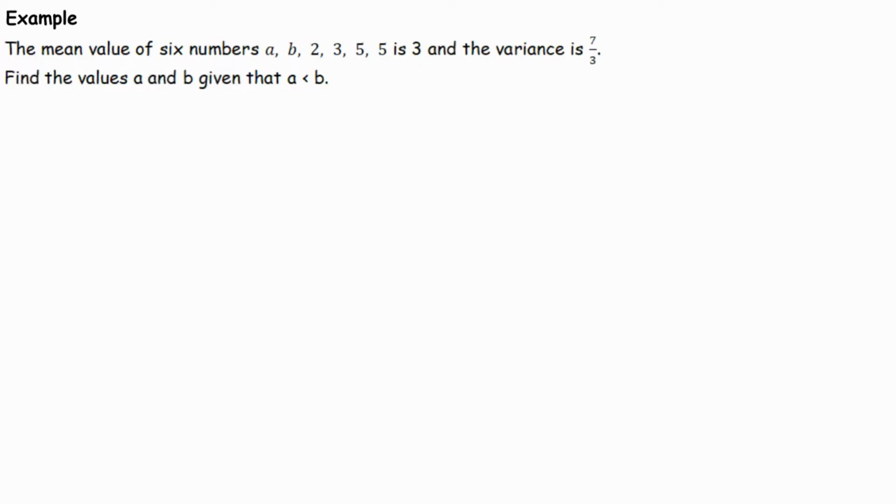The mean value of 6 numbers is 3 and the variance is 7 over 3. Find the values of A and B given that A is less than B.